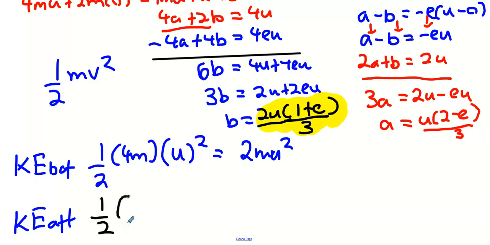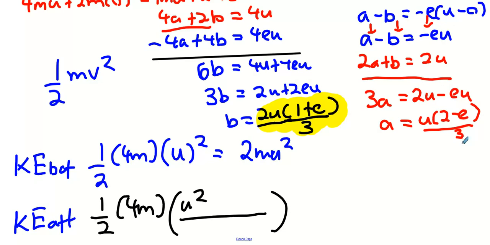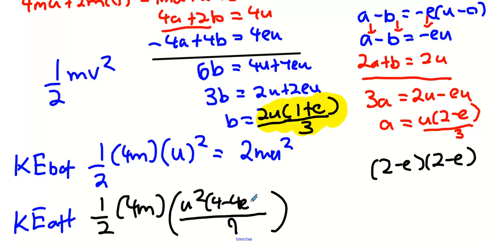A half 4m. What speed is it moving? A. So is everybody happy we square A? So what happens when we square A? U squared on the bottom, 9. And what happens when we square 2 minus E by another 2 minus E? Try and take a shortcut here just to save time. 4 minus 4E minus 2E minus another 2E, and then plus E squared. Is that okay with you guys?